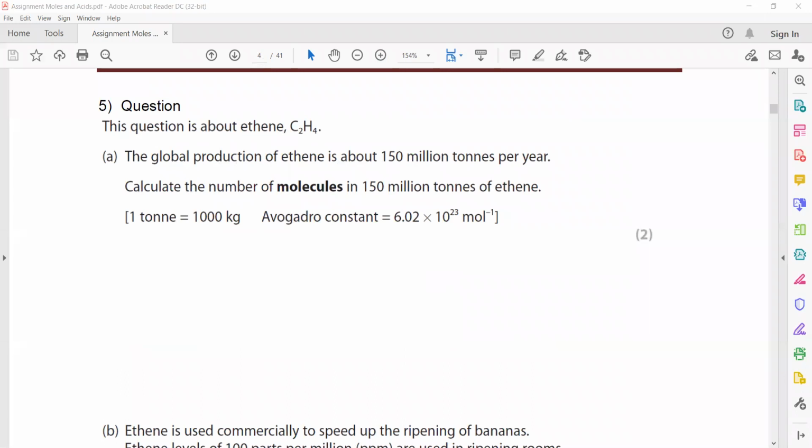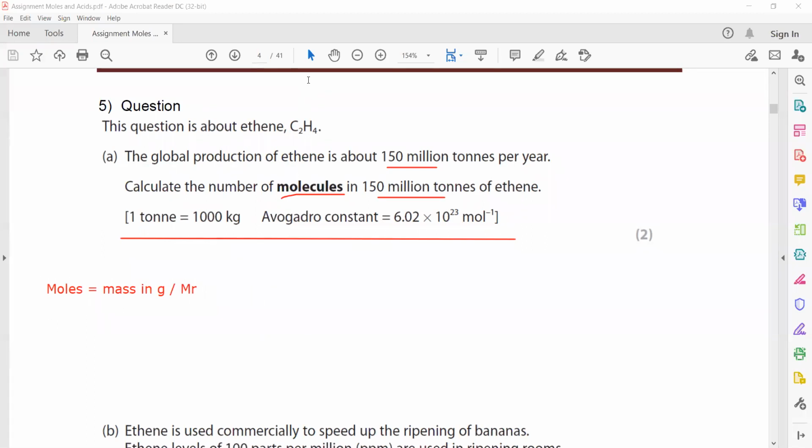Now in question 5, this question is about ethene, C2H4. The global production of ethene is about 150 million tons per year. Calculate the number of molecules in 150 million tons. So first we have to get the moles, and from moles we'll find the number of particles. So the formula: moles equal mass in grams divided by molar mass.